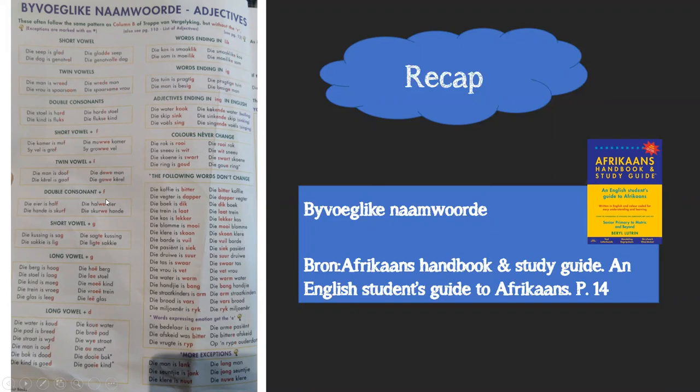Double consonant and an F. Look there. They have got the word half. It ends on a double consonant. Do you see there? And it ends on an F. Double consonant with the F lastly, then that F is also going to change into a W, but I'm adding the E. Die eier is half, the egg is half. It's half of an egg. It's halwe eier. Die hande is skurf. Die skurwe hande. Do you see there? It's a W-E. Next one.